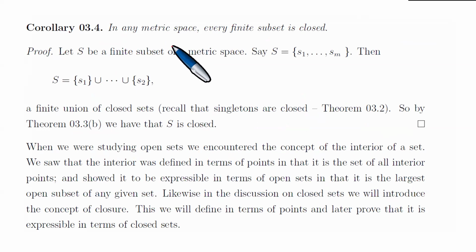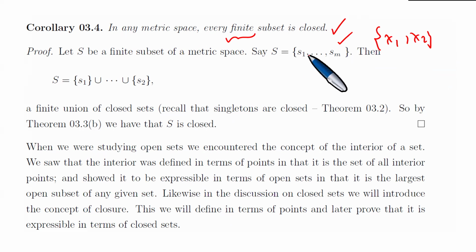Next: in any metric space, every finite subset is closed. This is the result we were discussing last time. In a metric space, every finite set, because we looked at sets containing x1, x2, and so on up to xm. So let S be a finite subset of a metric space.